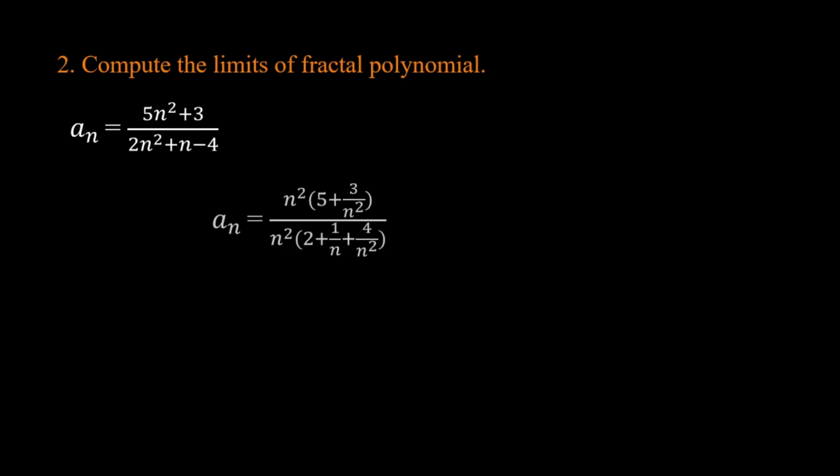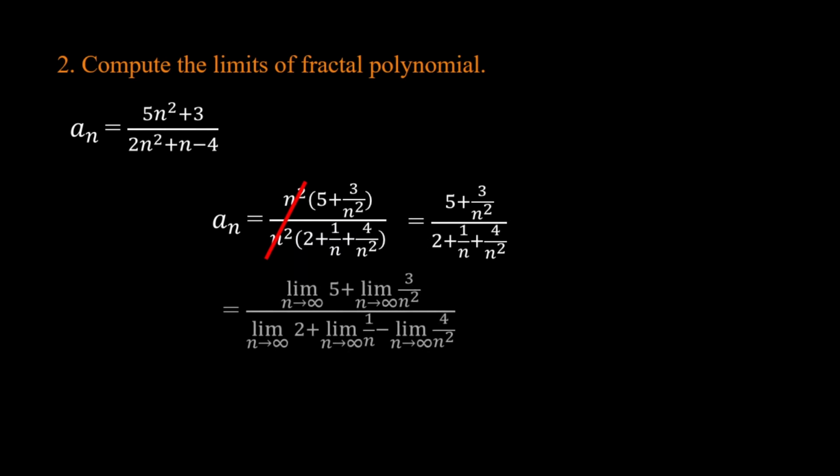Second, compute the limits of polynomial fractions. Given a of n equals 5 times n squared plus 3 over 2 times n squared plus n minus 4. So first things first, you have to divide them all by the variable that has the most power, which means n to the 2 is the variable with the most power. So you divide it all by n to the 2 and put it in the front.